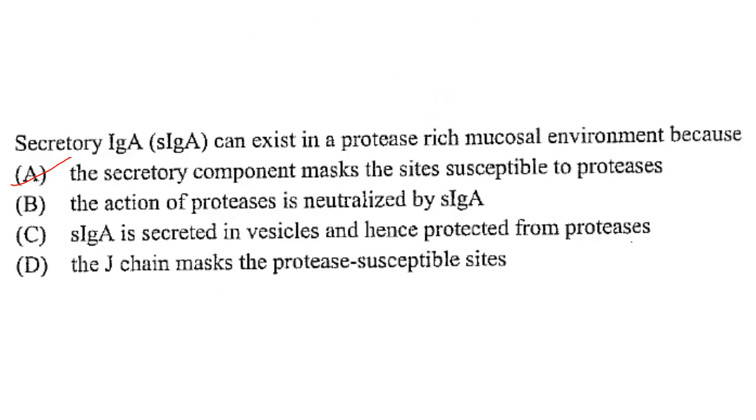The next one. Secretory IgA can exist in a protease-rich mucosal environment because the secretory component masks the site susceptible to proteases. The secretory component is a protein that binds to IgA, masking its site from proteases.